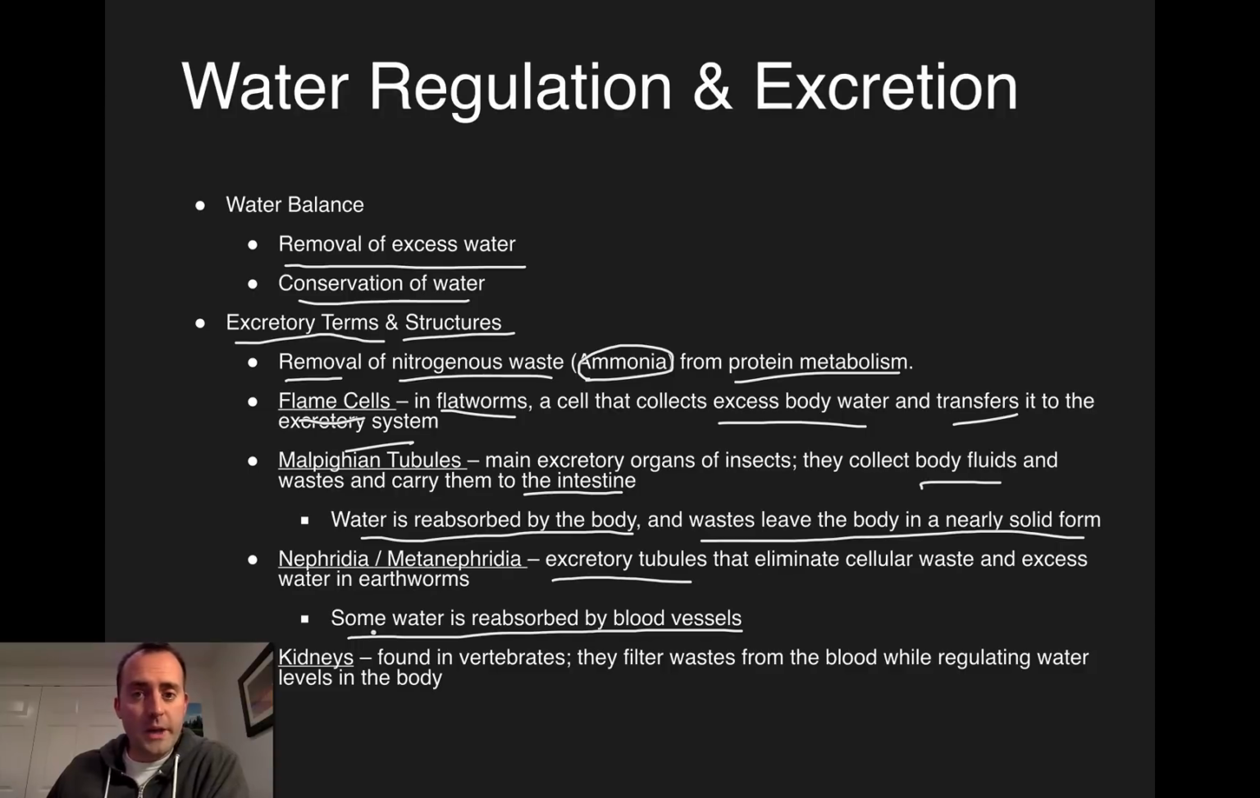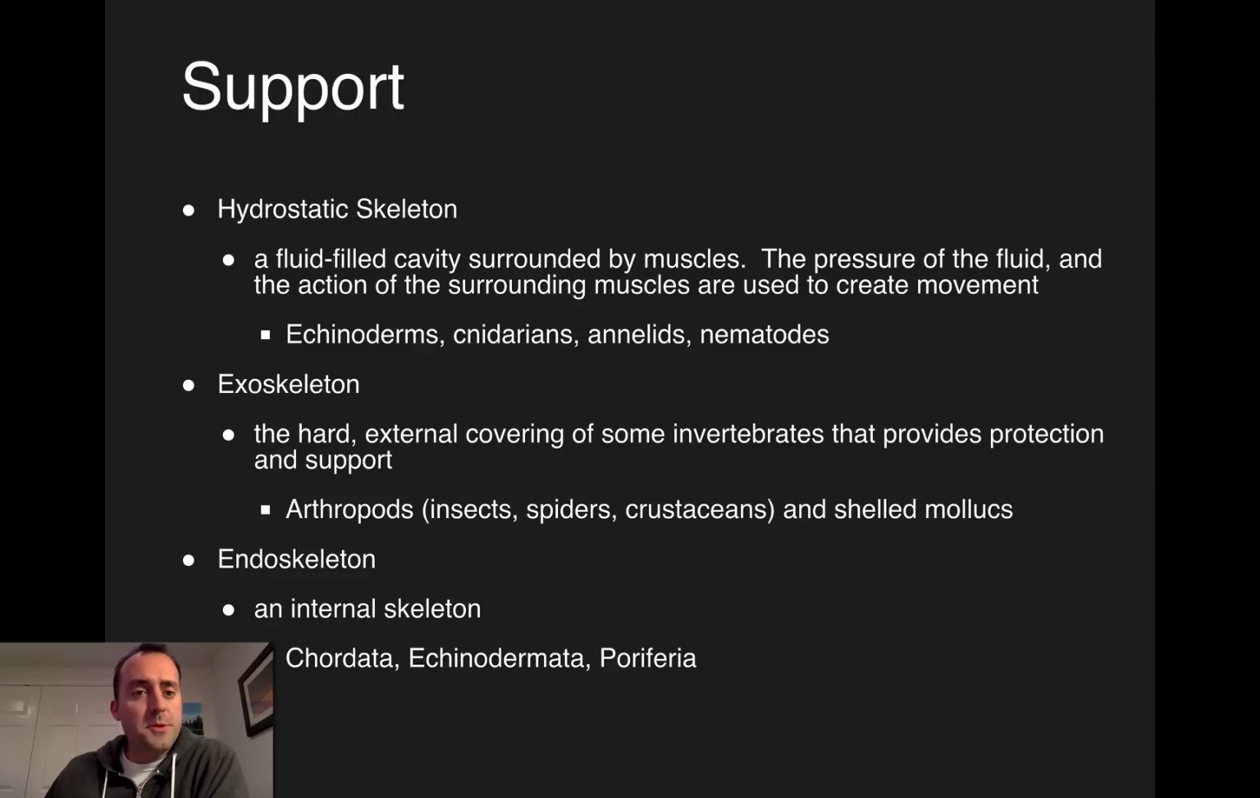And then in bigger animals like us, we have kidneys, which are basically big collections of these types of tubules all in one place that act as filters. They filter out waste, the nitrogen compounds, from our blood, while helping regulate water levels in our body. If there's too much water, we'll get rid of it. If there's not enough water, our kidneys will conserve it. Next, we're going to talk about the support system, basically what gives our body shape.